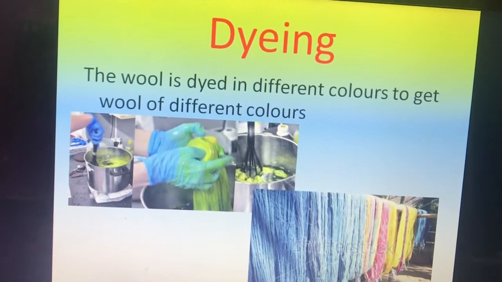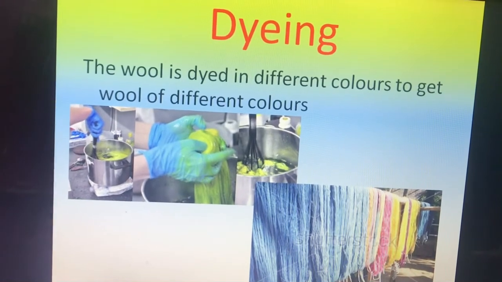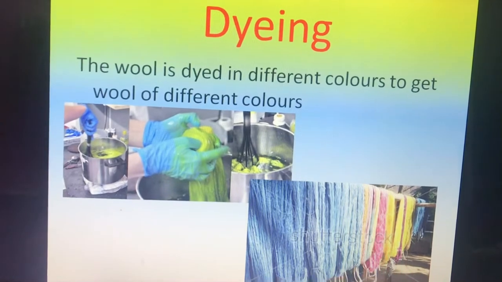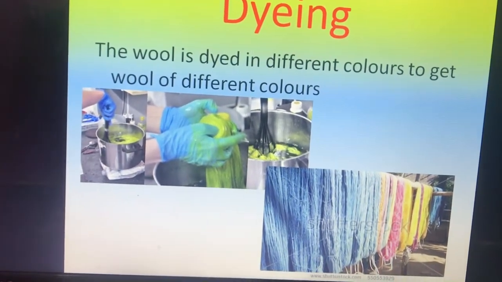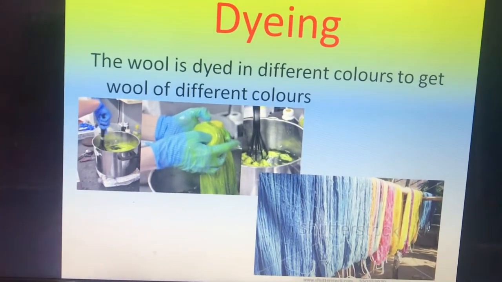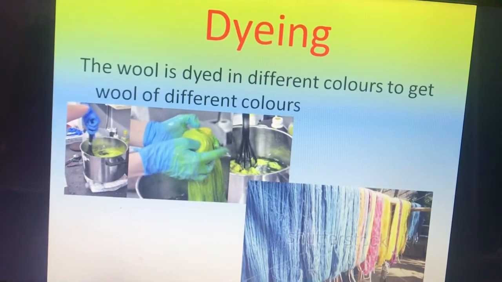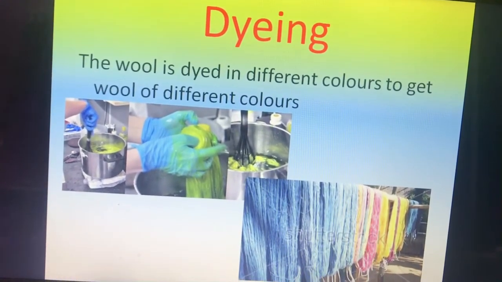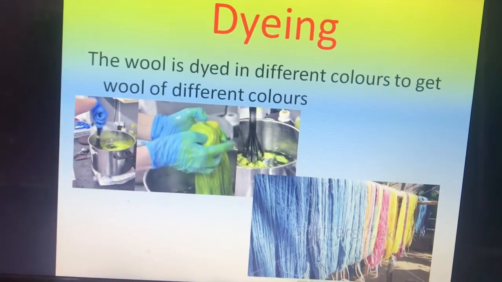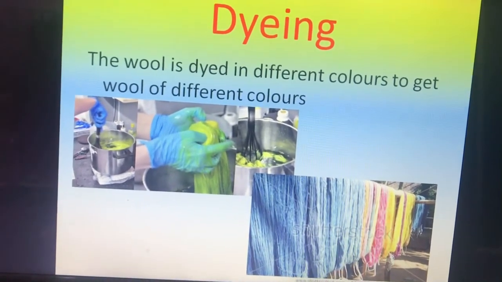After this, the process known as dyeing is done. In dyeing, the wool is dyed in different colors so that we get different colored wool, because you see that wool which is naturally found does not have so many colors, but we get wool of different colors in the market. It is because these fibers can be dyed using different colors.